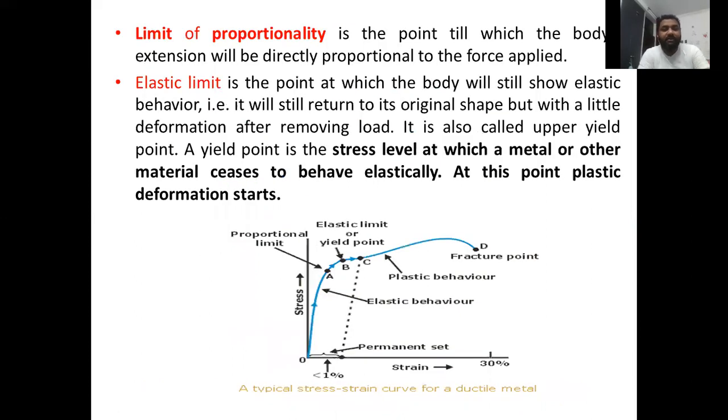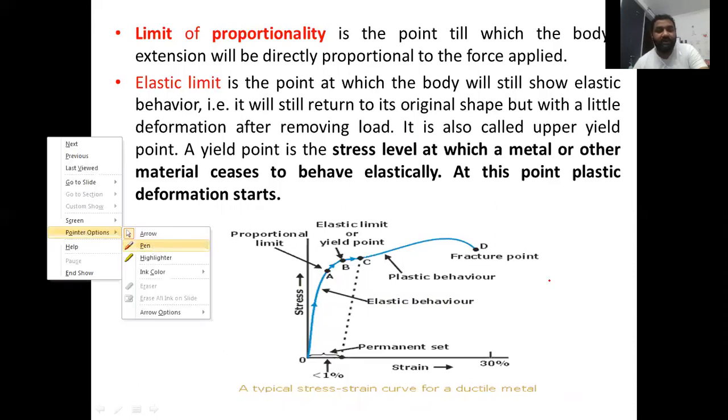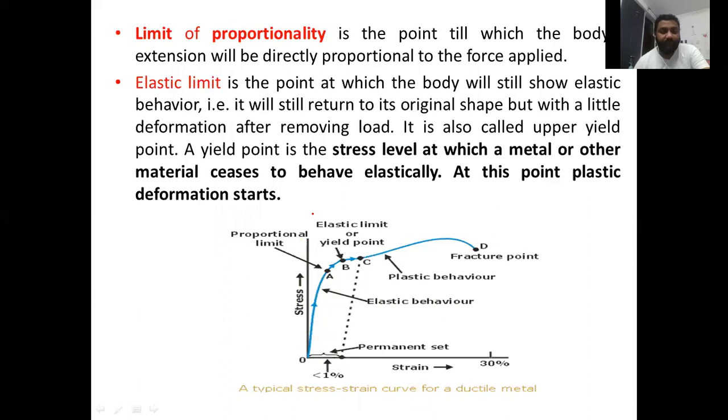See, what is the limit of proportionality? The limit of proportionality is the point up to which the body extension will be directly proportional to the force applied. Means stress is proportional to strain. And what is the elastic limit? The elastic limit is the point at which the body will still show elastic behavior, that is, it will still return to its original shape, but with a little deformation after removing the load. It is also called the upper yield point.